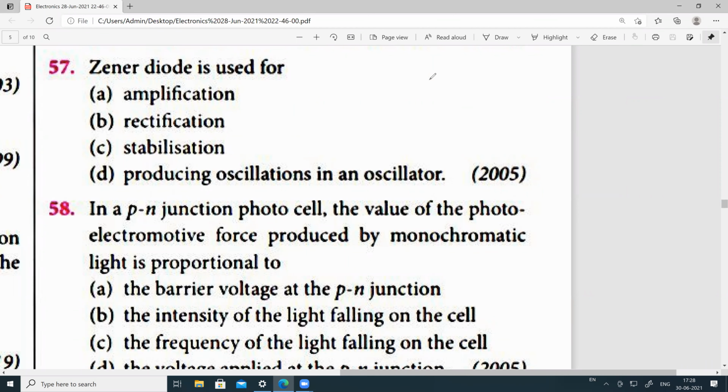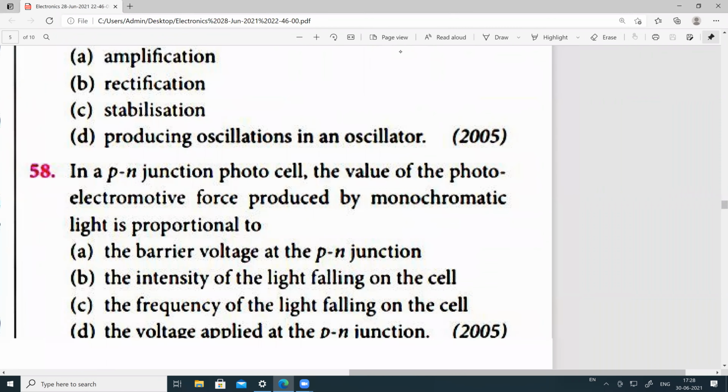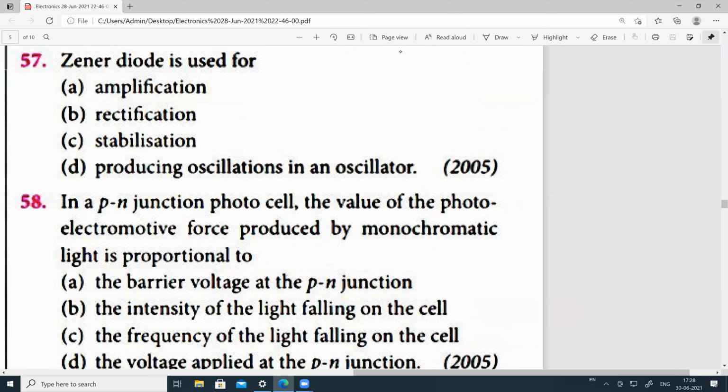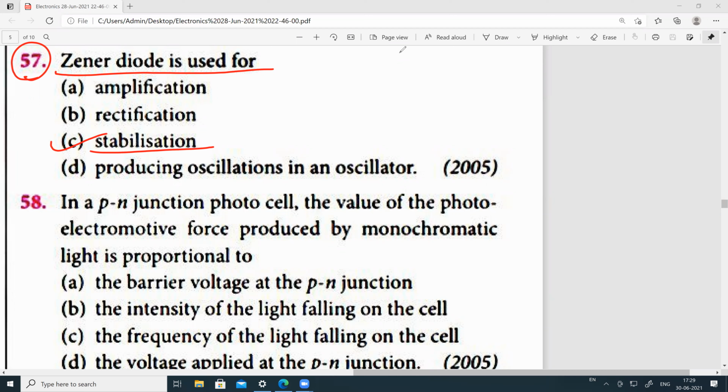Fifty-seventh one. Zener diode is used for amplification, rectification, stabilization, or producing oscillation in an oscillator. So Zener diode is used for the stabilization, while PN junction diode is used for rectification. Therefore, C1 is the right answer.